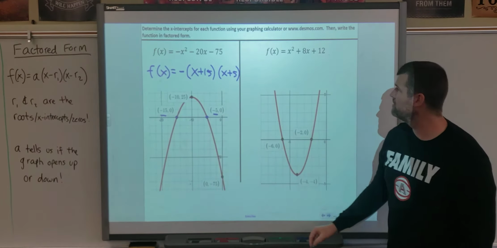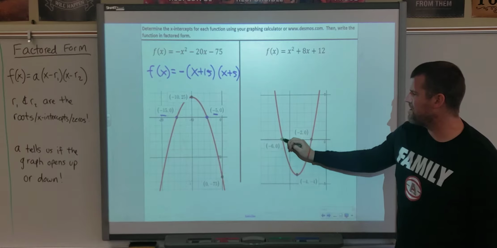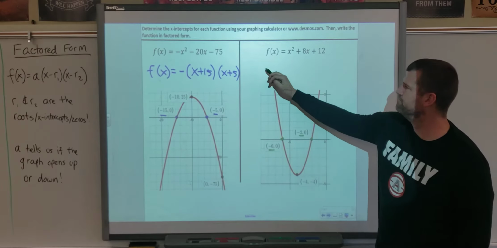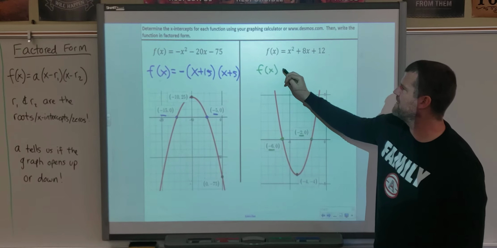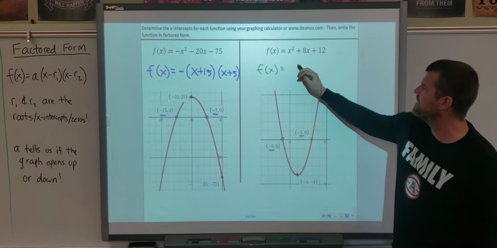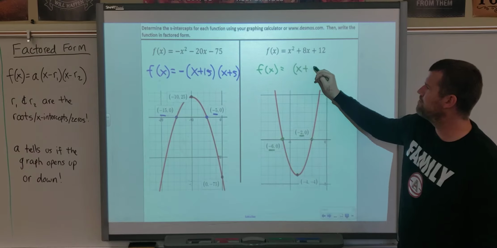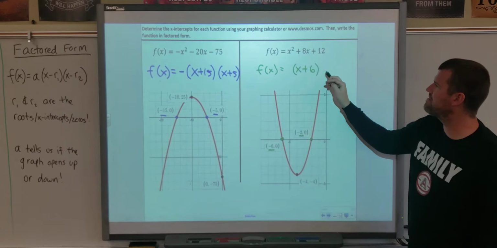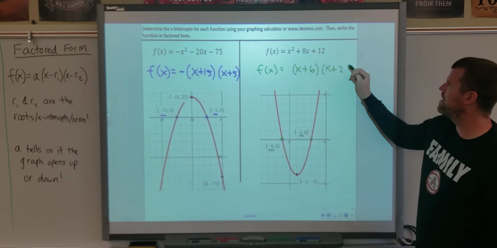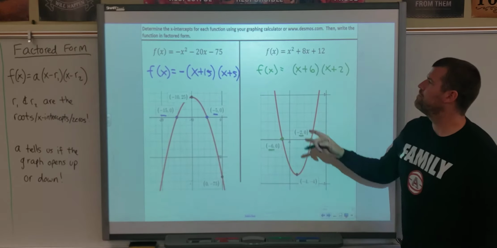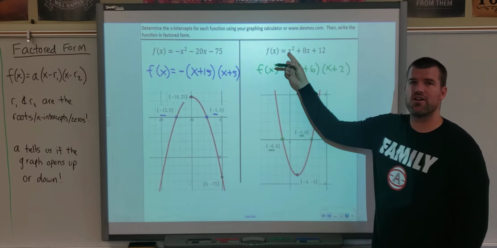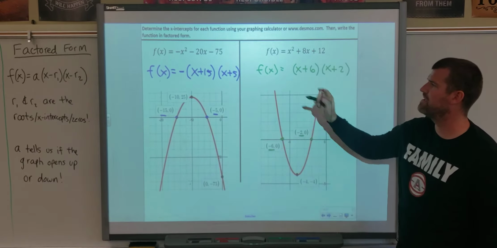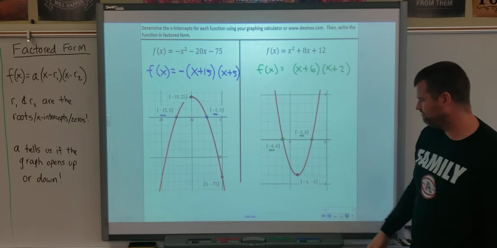Again, another example. My x-intercepts are -6 and -2. So if I want the intercepts to be -6 and -2, I need to make sure that my factored form has the opposite: x plus 6 and x plus 2. My a value, I look at this one, it's already just 1, so I can leave that as it is because that means there is an a value of 1.